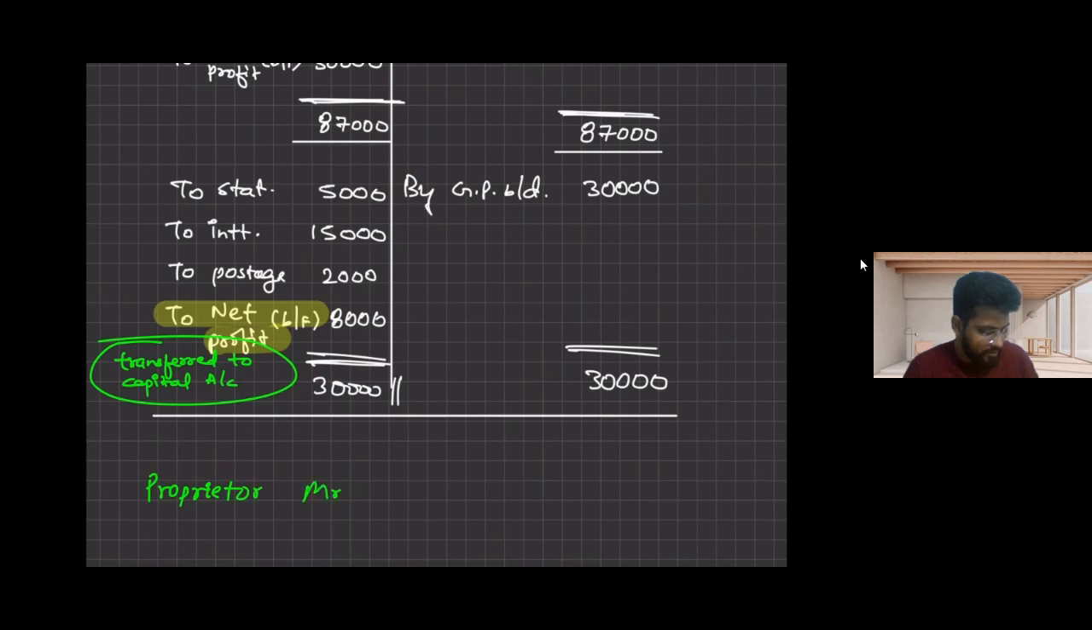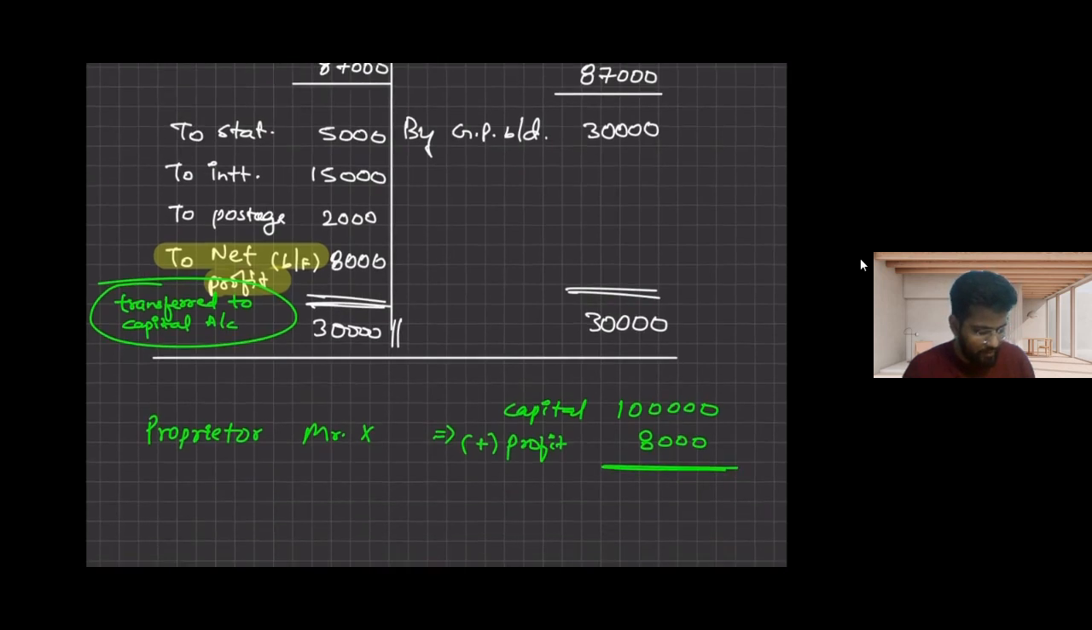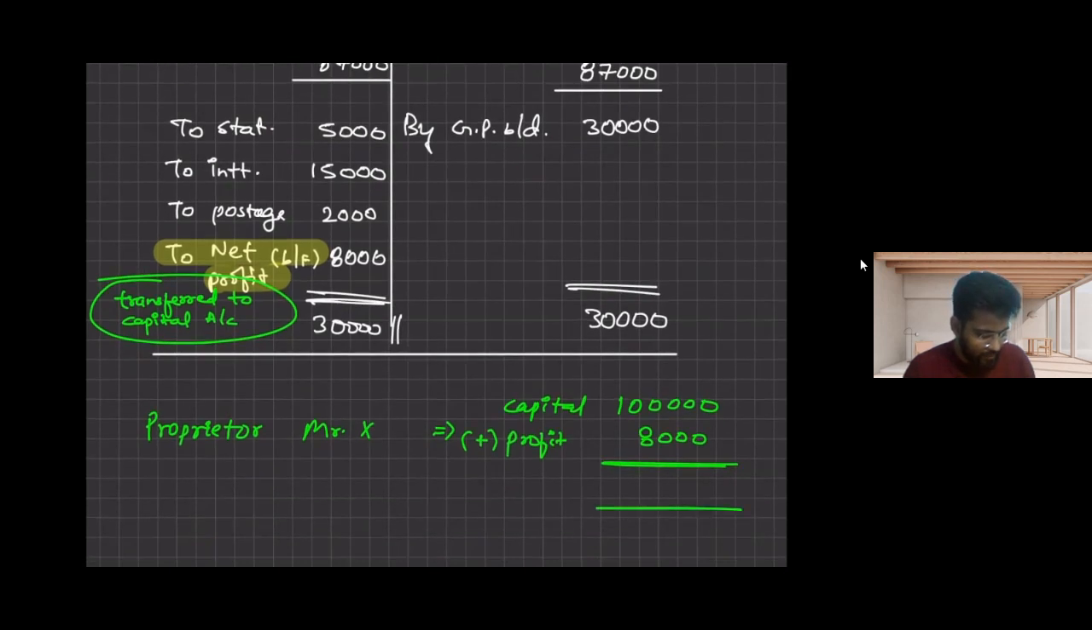Let's say Mr. X. His capital earlier was 1 lakh rupees. Now in the balance sheet, what will I do? I will add the profit for the current year, that would be 8,000 rupees. And the new closing capital would be 1 lakh 8,000 rupees. That is what we do traditionally. That is the standard practice.